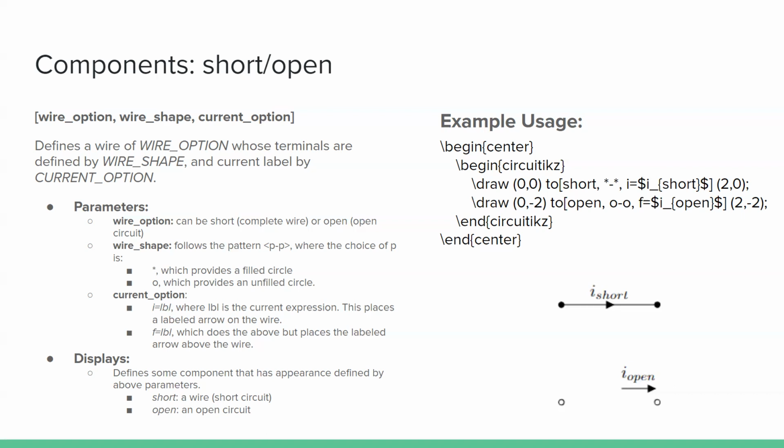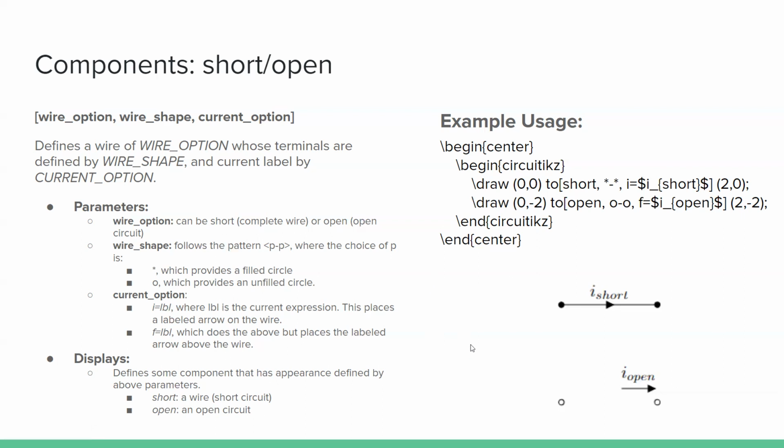And last but not least, we have current option, which allows you to either put or not put a current across the wire. If you do not want to put a current across the wire, you can just not mention the current option, and the computer will be like, okay, sure. So this will display some component that has the appearance defined by the above parameters.